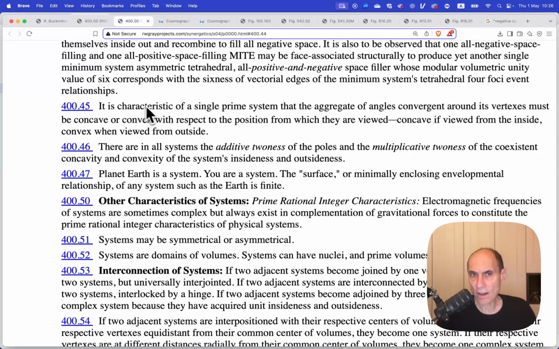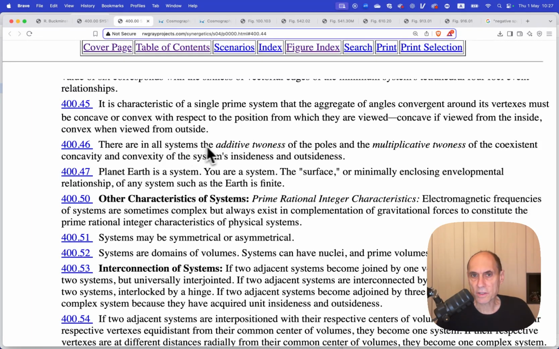45. It is characteristic of a single prime system that the aggregate of angles convergent around its vertexes must be concave or convex with respect to the position from which they are viewed. Concave if viewed from the inside, convex when viewed from the outside. There are in all systems the additive twoness of the poles and the multiplicative twoness of the coexistent concavity and convexity of the system's insideness and outsideness.